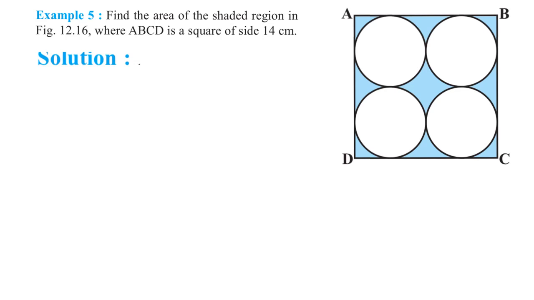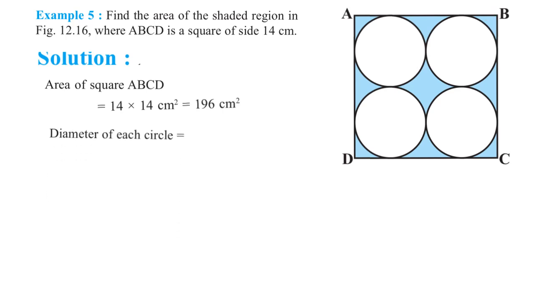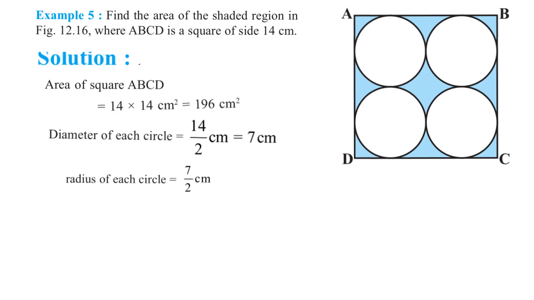Let's get to work now. So what is the area of the square ABCD? The side is 14 centimeters. So the area of the square is going to be 14 times 14, which is 196 centimeter square. Now what is the diameter of each circle? The diameters of 2 circles put together is going to be the same as the side of the square. So the diameter of one circle will be half the side of the square. That is, the diameter of each circle is going to be half of 14, which is 7 centimeters. If the diameter is 7, the radius of each circle is going to be half of 7, which is 7 over 2 centimeters.